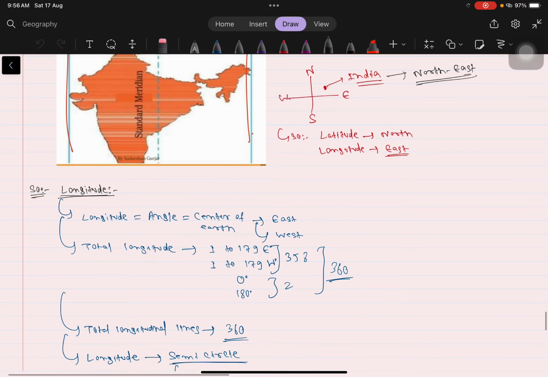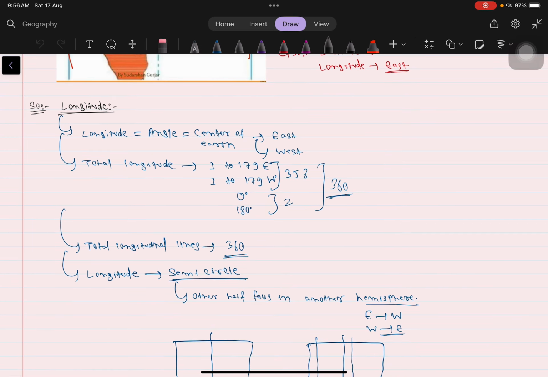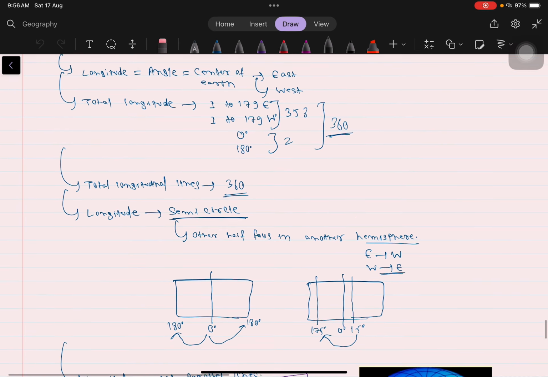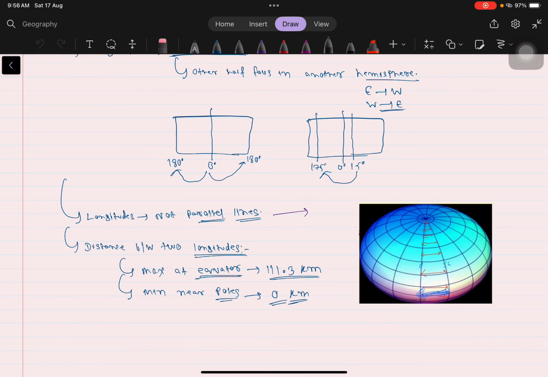So talking about the summary, longitude is nothing but the angle with the center of the earth in the east and west direction. Total longitude will be 360. Total longitudinal lines also will be 360. Longitude will be a semicircle because the other half will lie in the other hemisphere. Now longitudes are not parallel lines. The distance is maximum at the equator, that is 111.3 kilometer, and minimum at the poles, that is 0 kilometer.